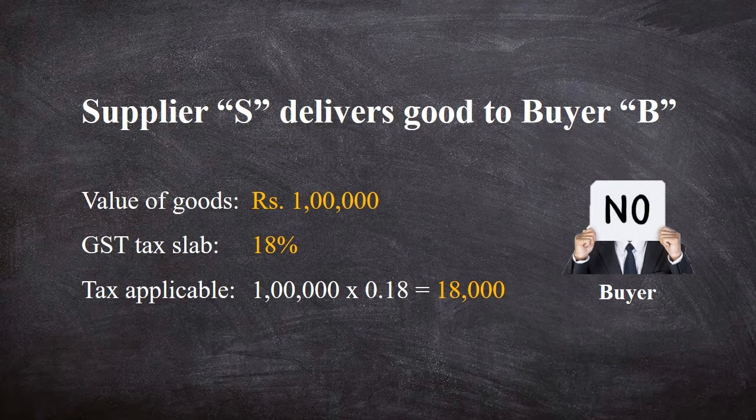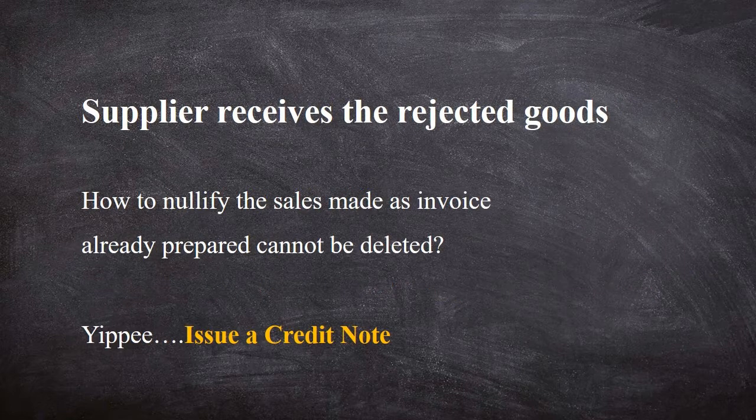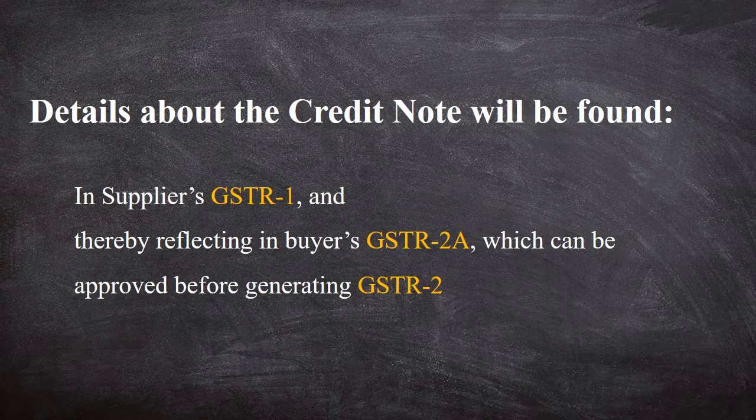In order to nullify the effect of the sales already made, a credit note needs to be issued by the supplier, and this would reflect in the supplier's GSTR1, which the buyer can approve after verifying GSTR2A.